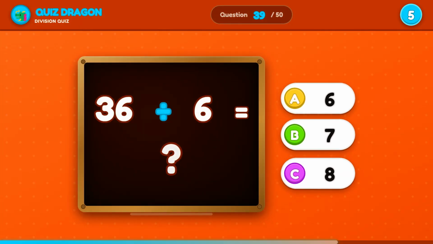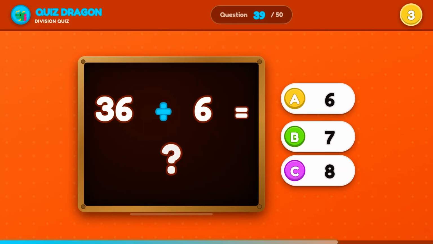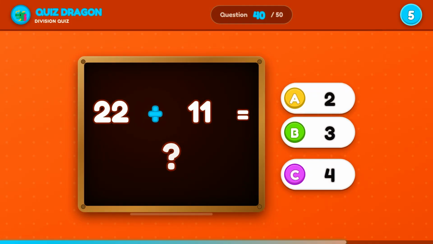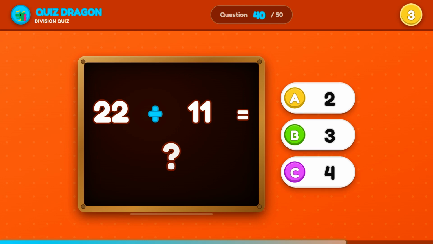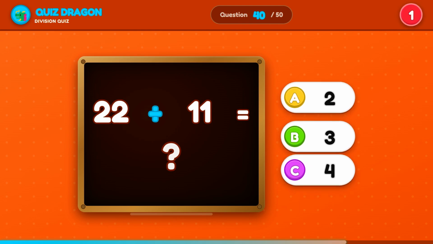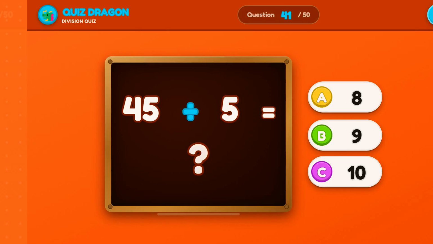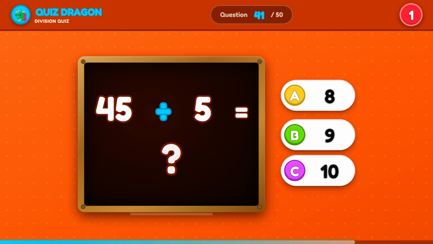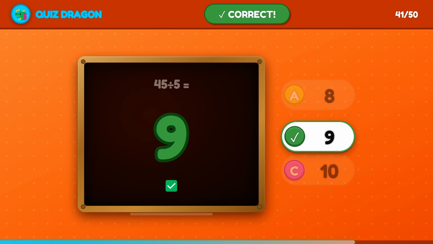Question 39. What is 36 divided by 6? The correct answer is A, 6. Question 40. What is 22 divided by 11? The correct answer is A, 2. Almost done. Question 41. What is 45 divided by 5? The correct answer is B, 9.